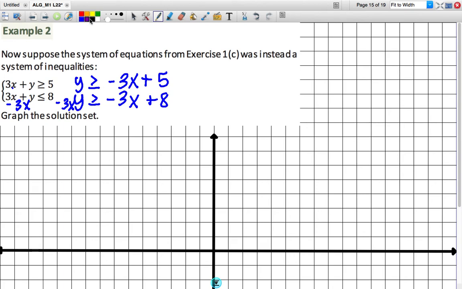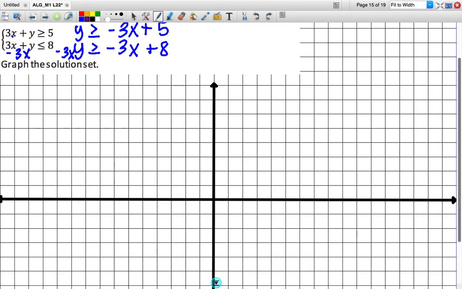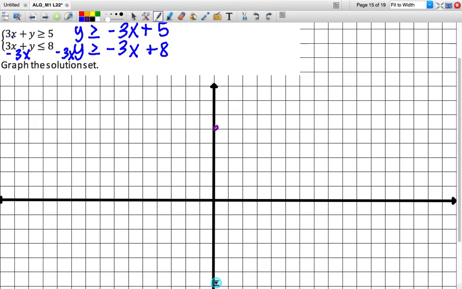Let's graph the top one first. I've got a y-intercept of positive 5, and my slope is negative 3, down 3 over 1. My inequality symbol is greater than or equal to, which means I have a solid line. It's not dotted, it's a solid line. And I'm shading above. But before I shade above, I'm just going to draw myself some arrows. I'm going to come back to the shading part at the end. You don't want to shade until you graph both inequalities.